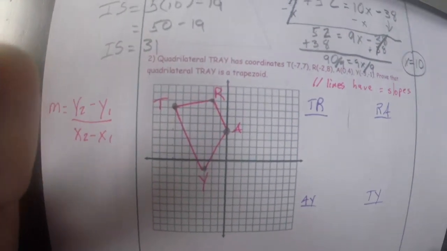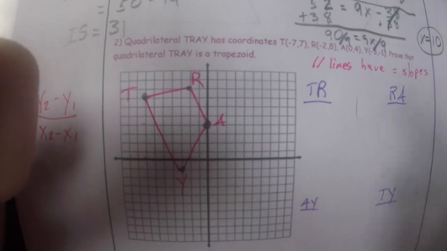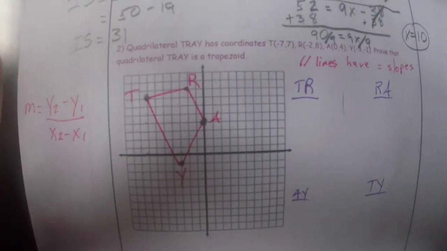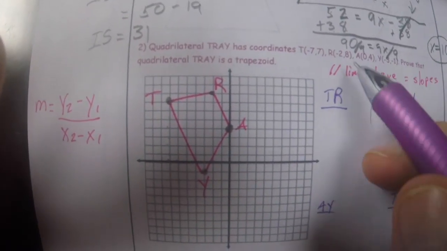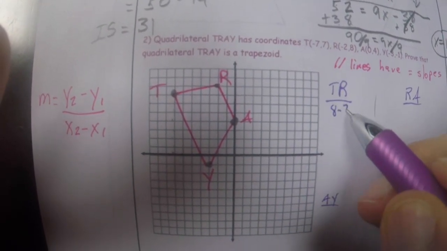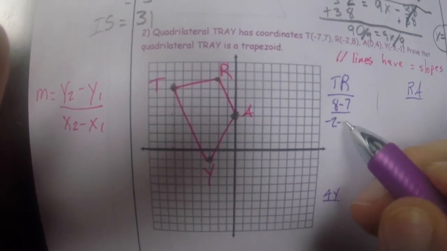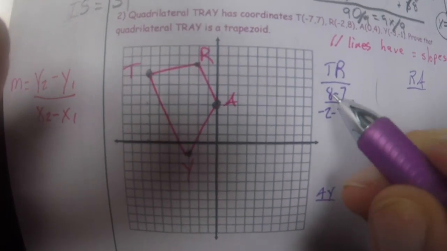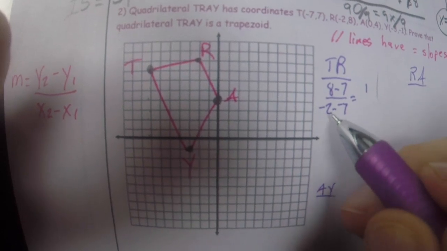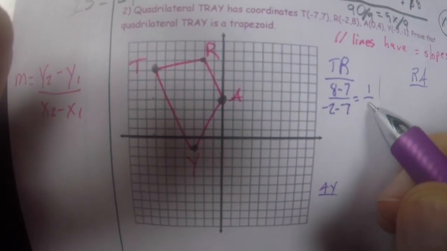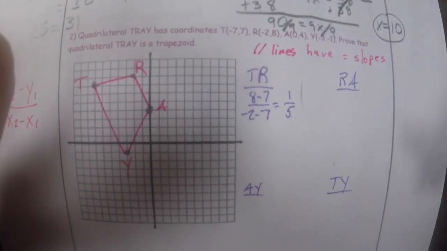All right, so we have all of our coordinates up here, and now we can just plug them into the slope formula. So the slope of TR, I would do 8 minus 7 over negative 2 minus negative 7. Well, 8 minus 7 is definitely 1, and negative 2 minus negative 7 is really negative 2 plus 7, which I think is 5. All right, so the slope of TR is 1/5.